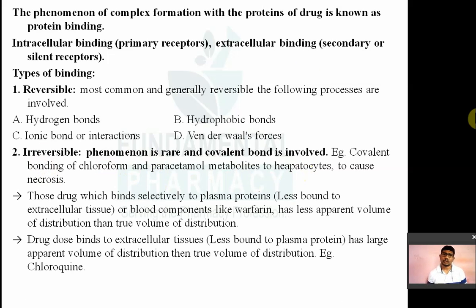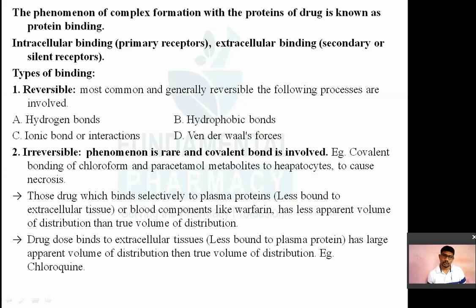Now remember two things over here. First, those drugs which bind selectively to plasma protein are less bound to extracellular tissue or blood components. That means if a drug selectively binds plasma protein, it will bind less to the other tissues, like your liver, lungs, skin, bones. For example, warfarin is an anticoagulant. It binds selectively to plasma protein, so warfarin binds less to the other extravascular tissue, therefore warfarin has a less apparent volume of distribution than true volume of distribution.